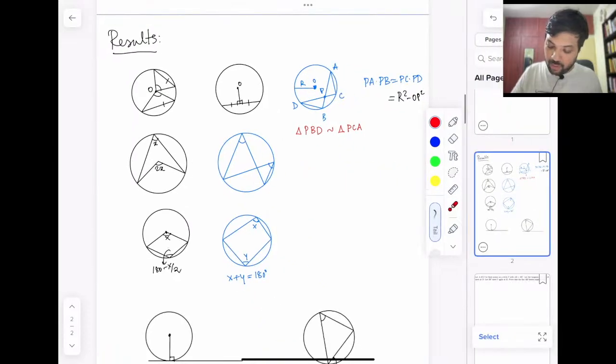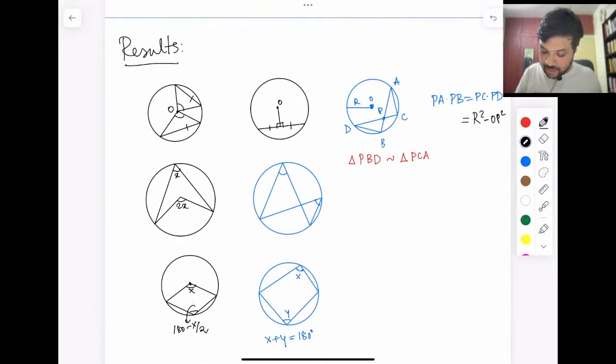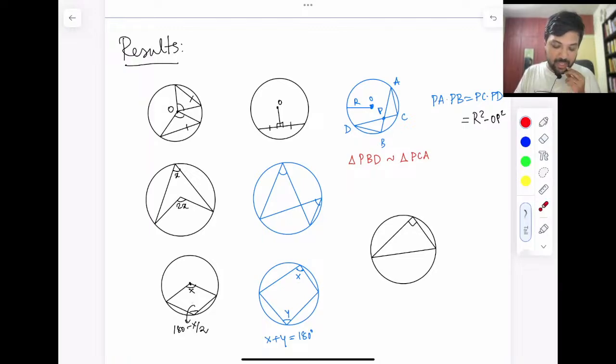There's one more fact I forgot, and that's Thales' theorem. So Thales' theorem says that angle in a semicircle is 90. If you take a semicircle, this is a diameter, let's say, then the angle subtended is 90. Okay. Well, that's a special case of this really. I mean, when 2x is 180, then x is 90.